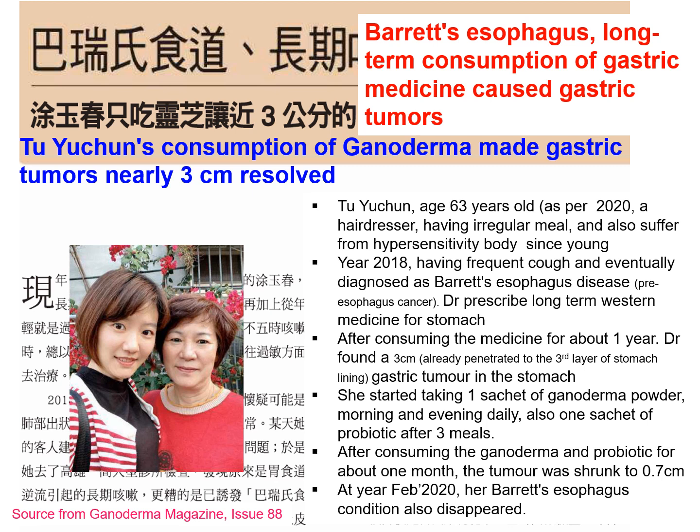After consuming the Ganoderma and probiotic for about a month, the tumor actually shrunk to 0.7 cm. Just now I mentioned 3 cm, and now after 1 month it becomes 0.7 cm. Then in February 2020, her Barrett's esophagus condition also disappeared.